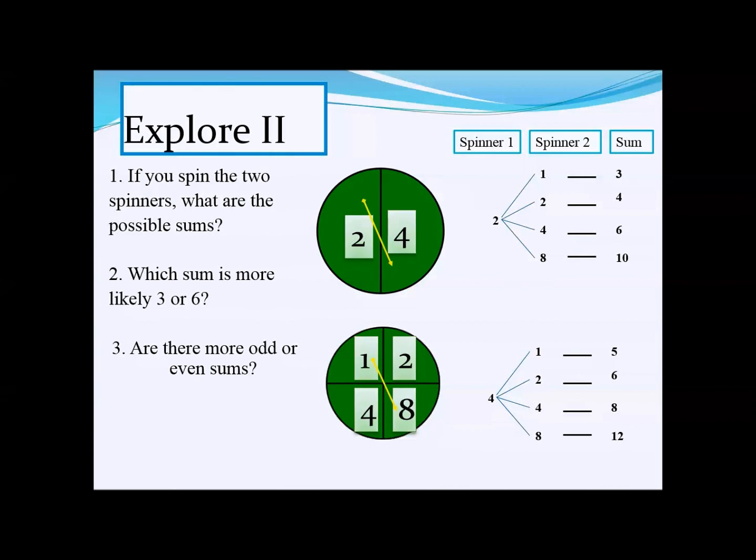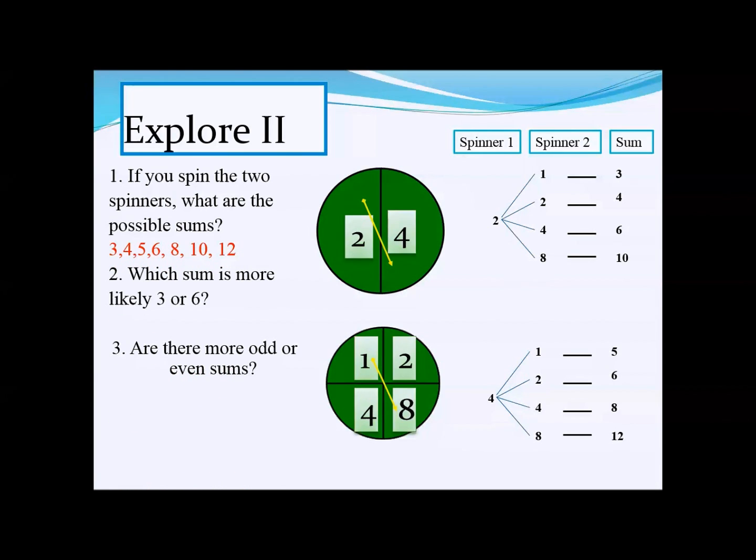We also have that if you select on spinner 1 a 4, with spinner 2, you could have 4 from the first spinner with the 1, 4 from the first spinner with the 2, 4 from the first spinner with a 4 from the second spinner, and 4 with an 8 from the second spinner. So let's look at the question again. If you spin the 2 spinners, what are the possible sums?